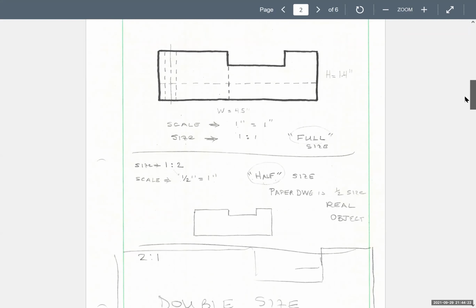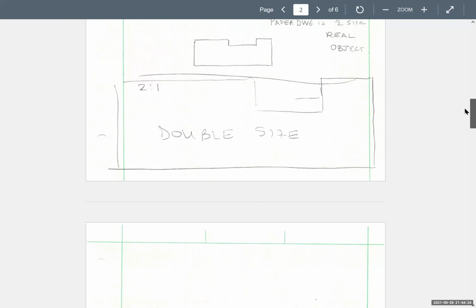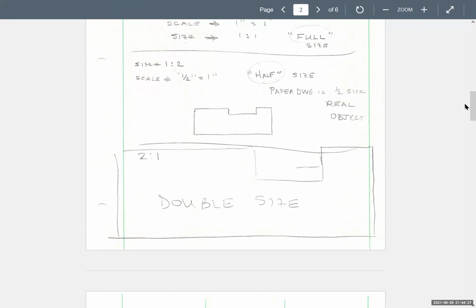You're understanding what full size is, what half size is, what double size is, right? So, Brian, we're up to you. Can you tell me what the term half size means? Half of its original size. Half size, give me some nouns. Half size means the what? The drawing is half the size of the real object. Would you agree with that?